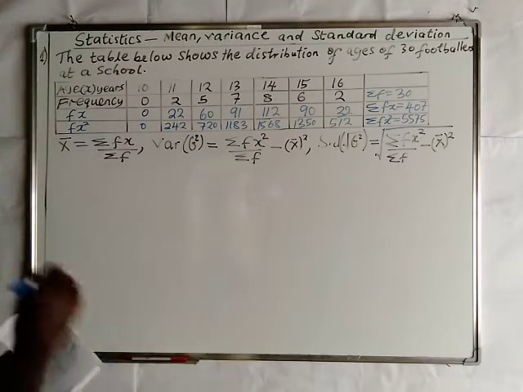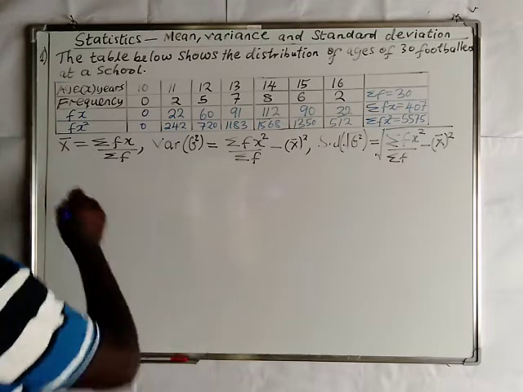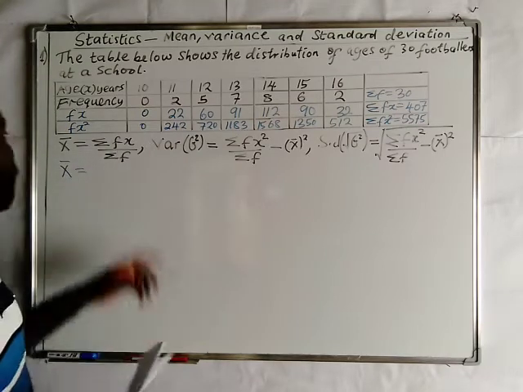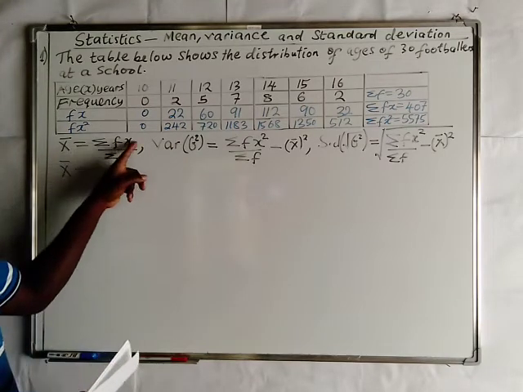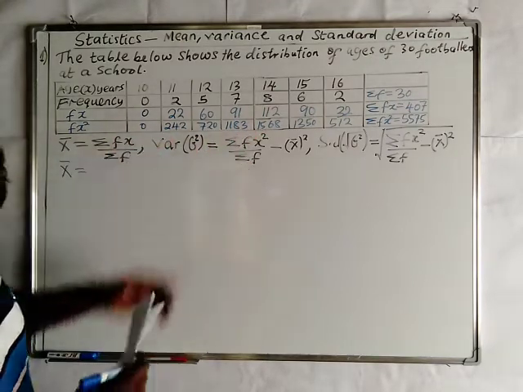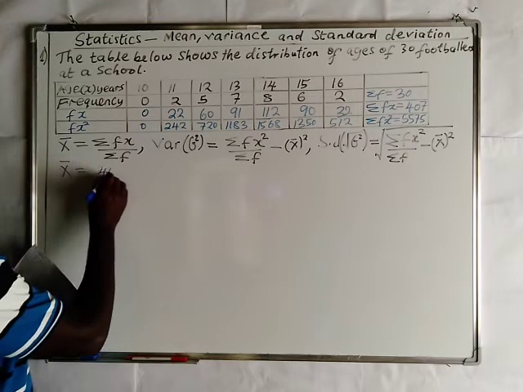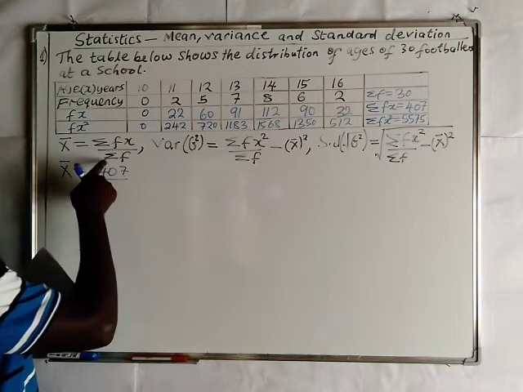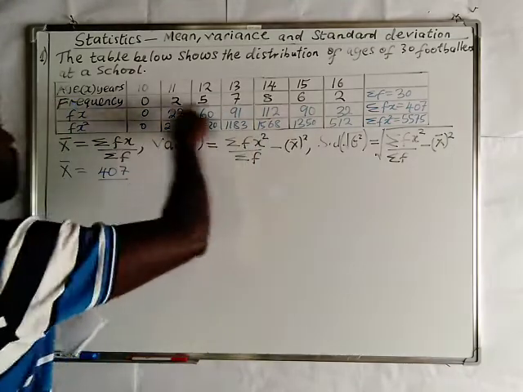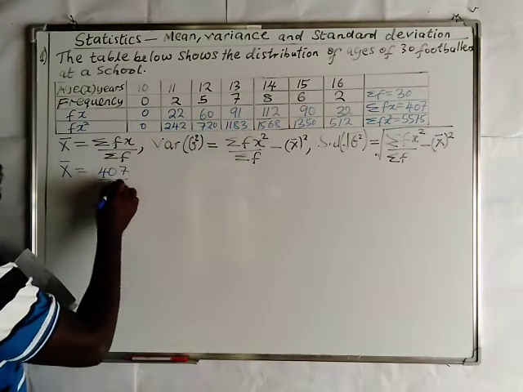We start by getting the mean. So x bar is equal to sigma fx, the sum of the fx, which is 407, over the sum of f, which is the sum of the frequencies. This is where we have 30.